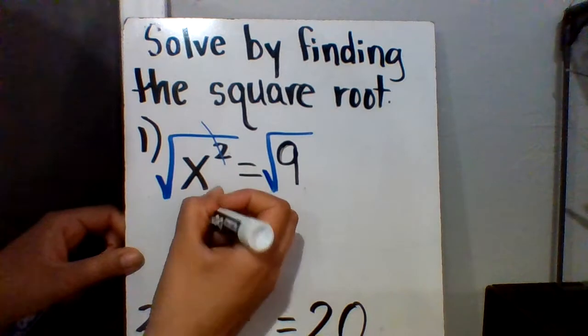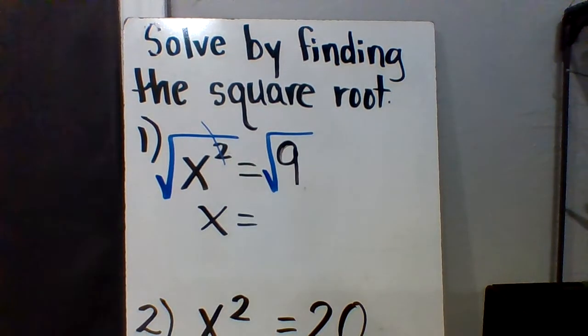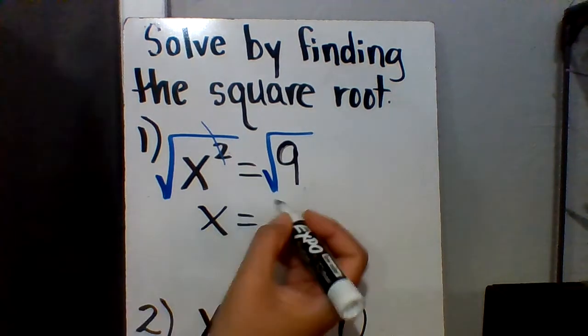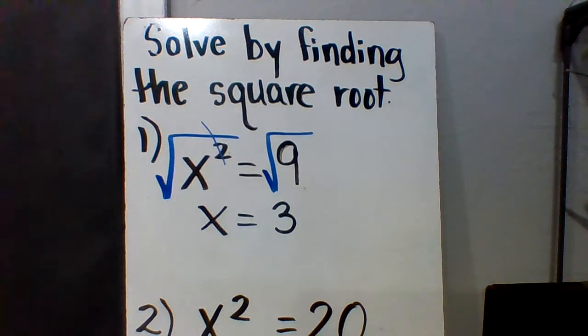So then when you drop what's left, x equals, and what is the square root of 9? What number times itself gives you positive 9? Hopefully you're thinking 3. 3 times 3 gives you 9.